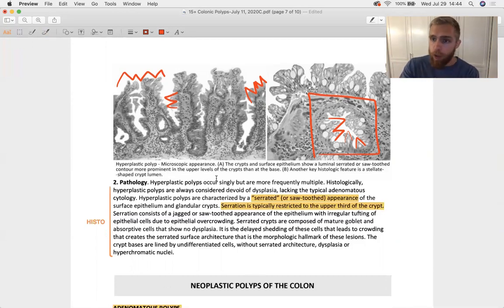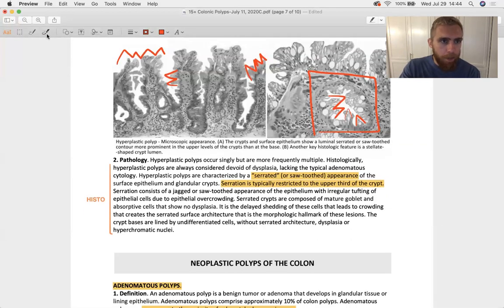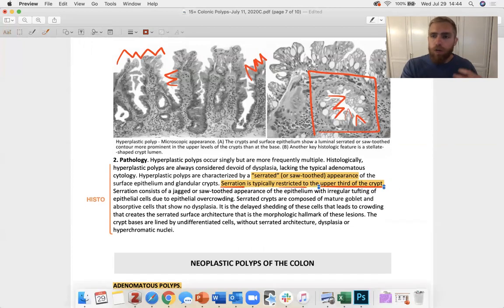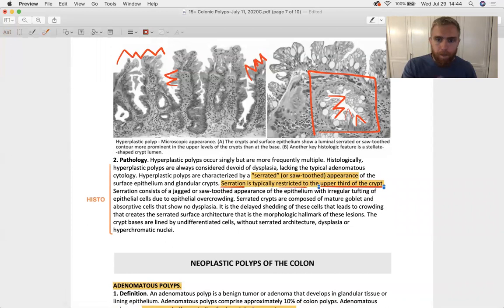And what really makes your diagnosis histologically is that in a hyperplastic polyp, you've got serration that's restricted to the upper 1/3 of the crypt of the glands of whatever region of colon is involved.